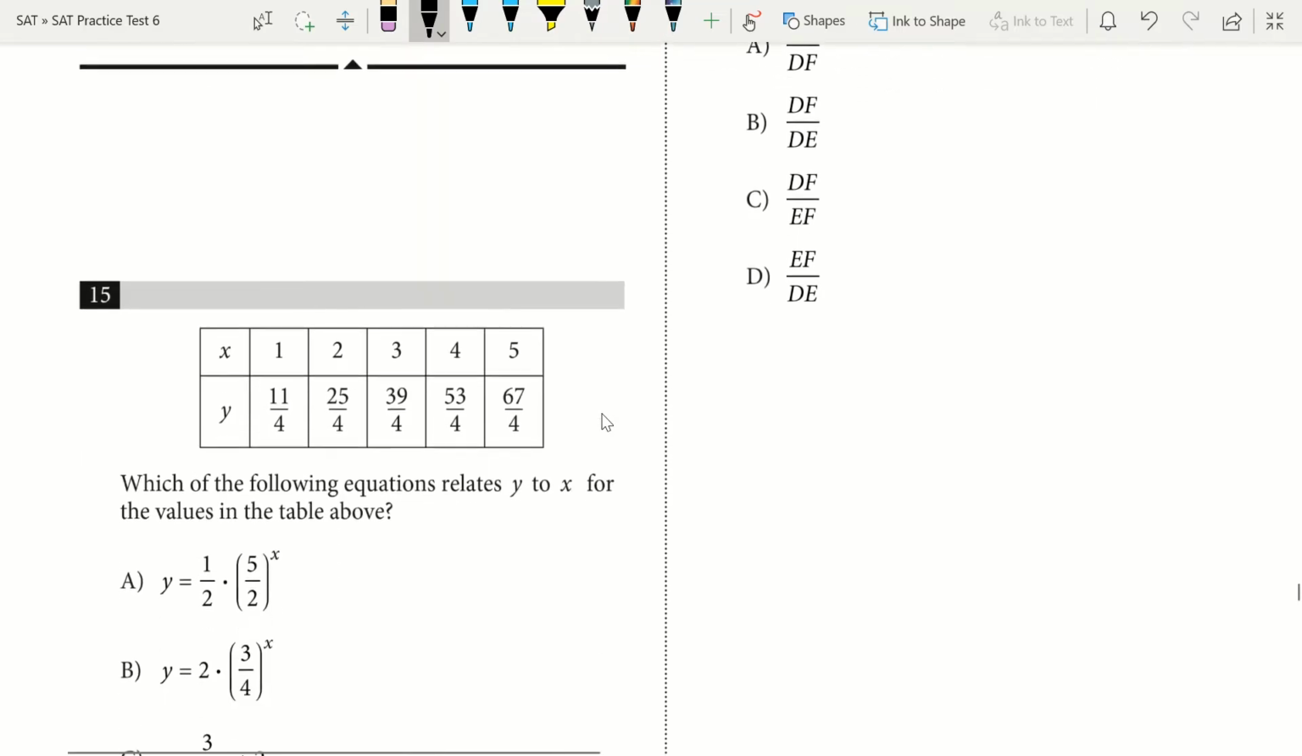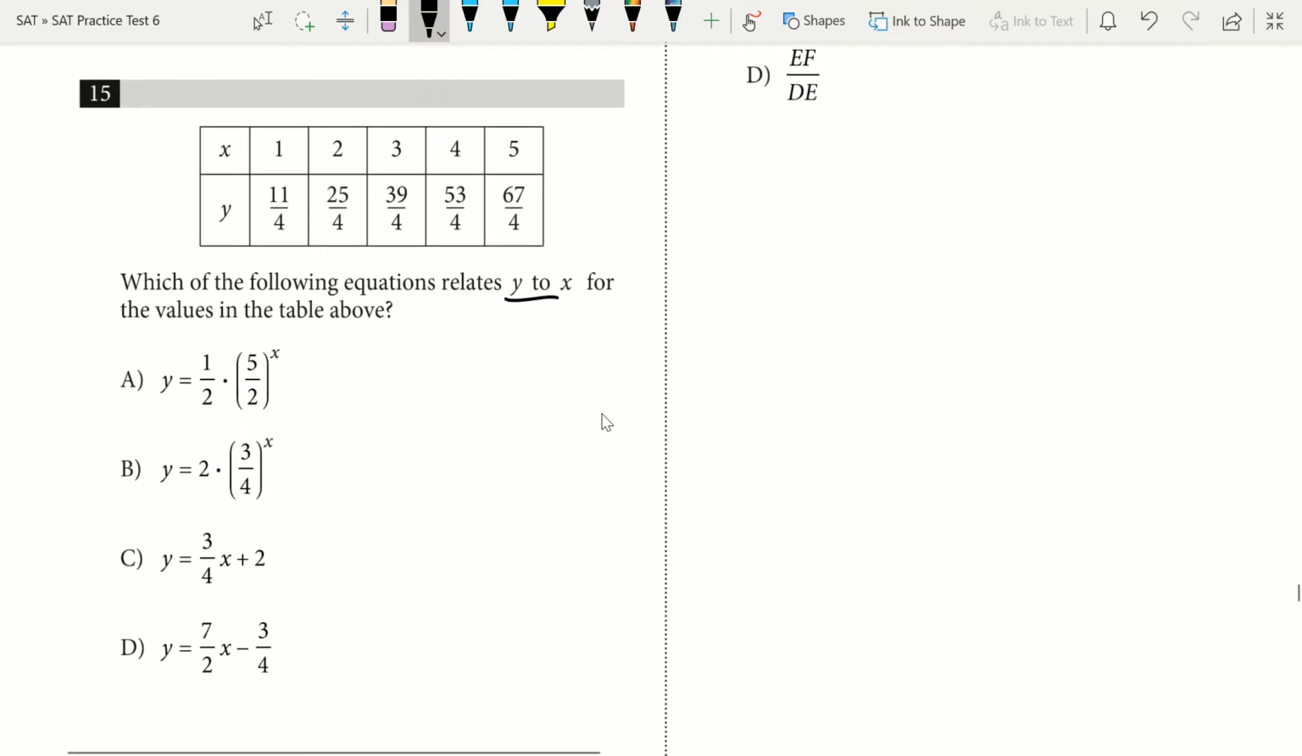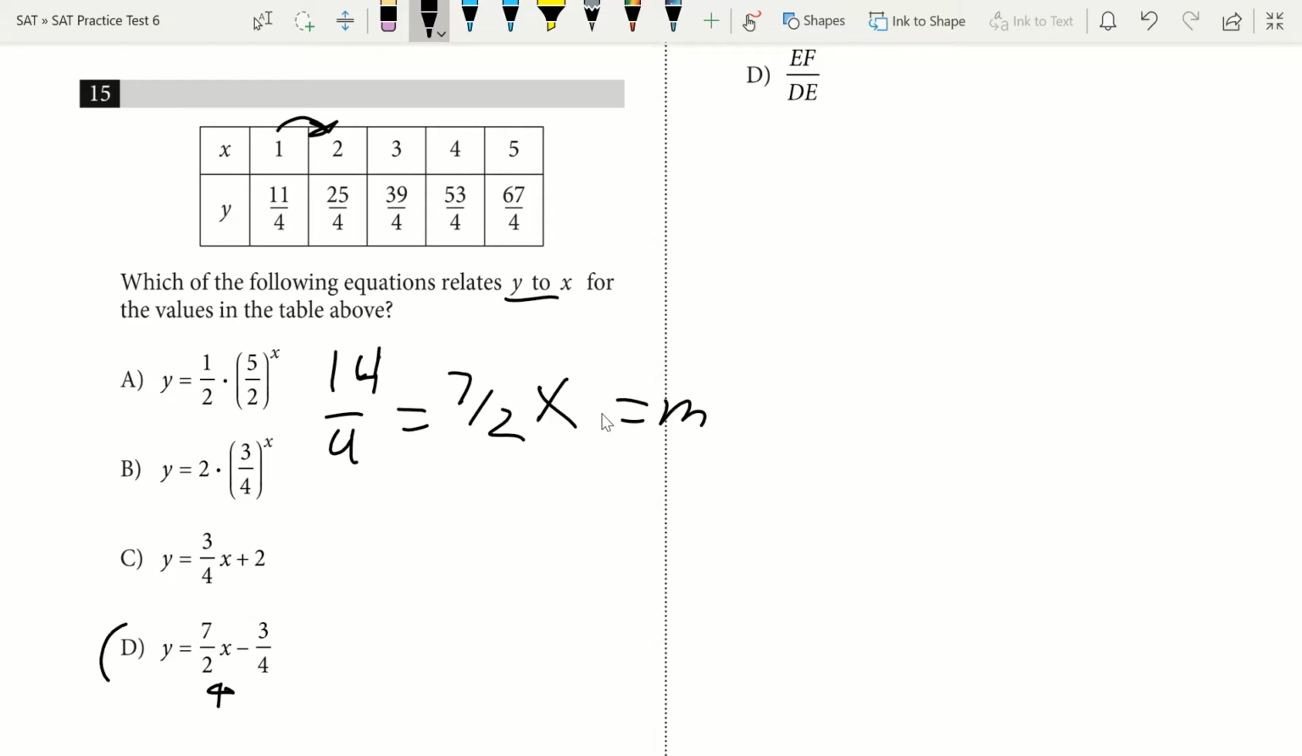All right, question 15. Which of the following equations relates y to x for the values in the table above? If I look, as I increase by 1 in x, I increase by 14 over 4. That's equivalent to 7 over 2, so my slope, which I'll call m, is 7 over 2. I look at my equations and see I have that right here. Then is it going to be minus 3/4? It is, because when I go back to 0, I have to go back by 14 over 4. I go back 11 minus 14, and that gives me negative 3/4.